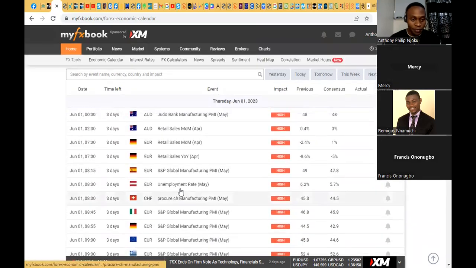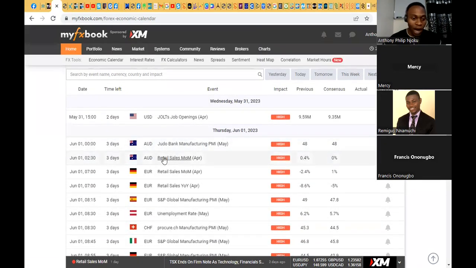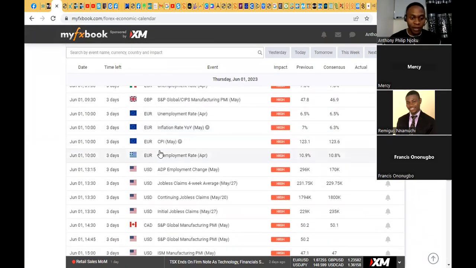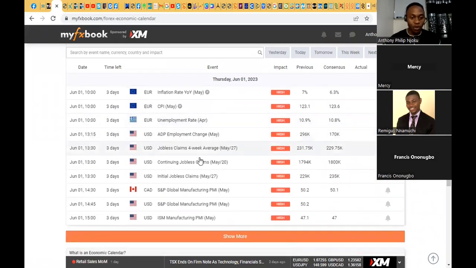Then on Thursday, more high impact news for Australia, more high impact news for Euro by 7 a.m. Then this is the Thursday push. I see jobless claims 4-week average, ADP, employment changes. This is high impact news. It works hand in hand with the non-farm payroll. Whatever the ADP does, ADP is more of private sector. Non-farm payroll is more of public sector. So that's what I understand. So when the ADP employment changes is high, it's really, really good. But if it is low, it's not really, really good.